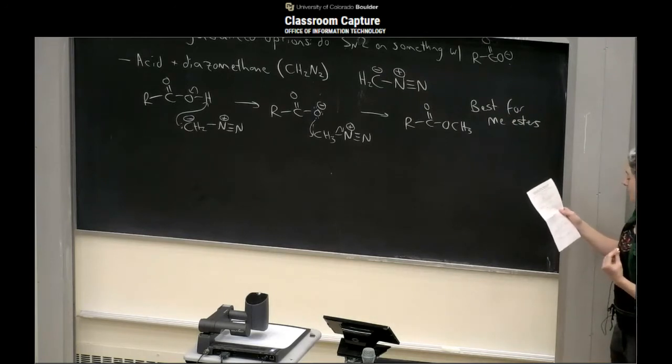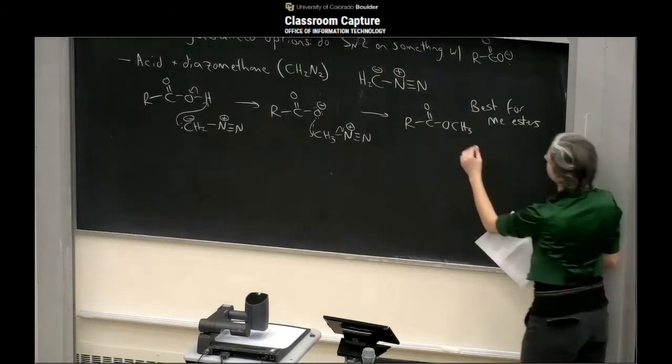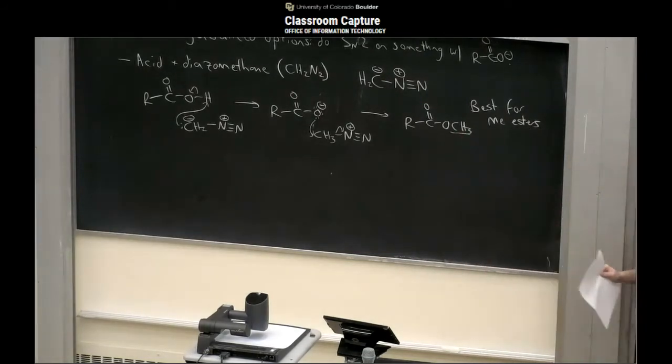So I haven't covered naming esters just yet. We'll get to that in the next chapter, but an ester with a methyl group as the OR group is called a methyl ester. Okay, so questions about that one?